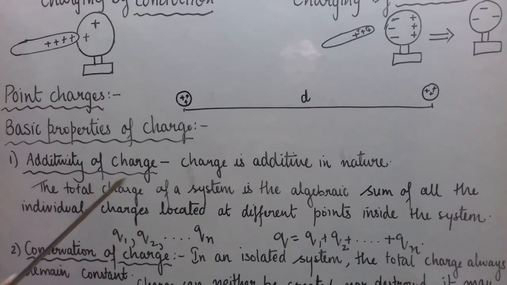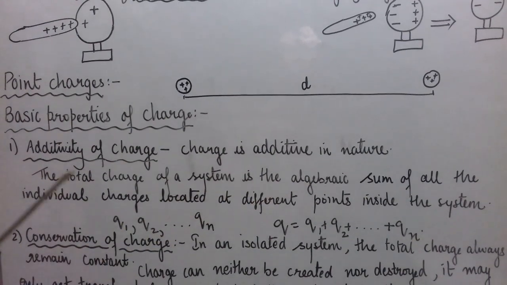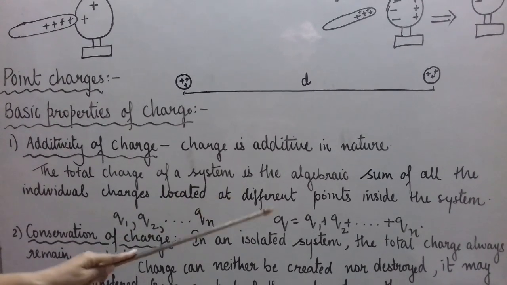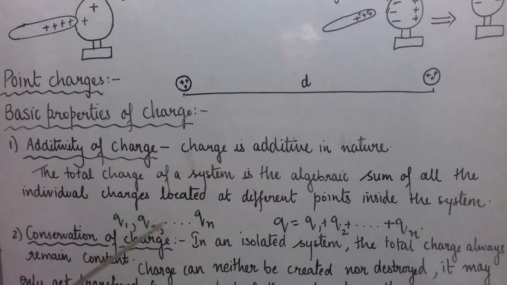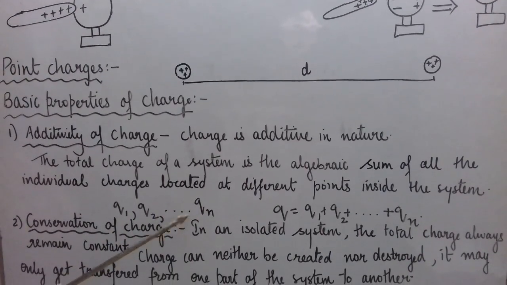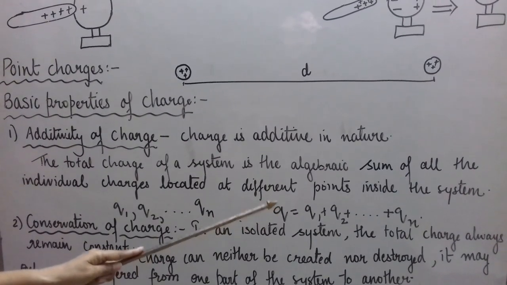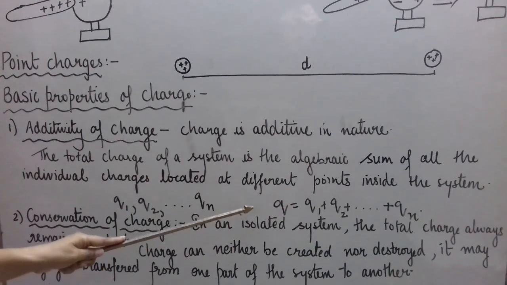So the total charge of a system is the algebraic sum of all the individual charges located at different points inside the system. Here I have just shown that if Q1, Q2, up to Qn are n point charges present in the system, then the total charge of the system Q will be Q1 plus Q2 plus so on, and we have to add all the n point charges.